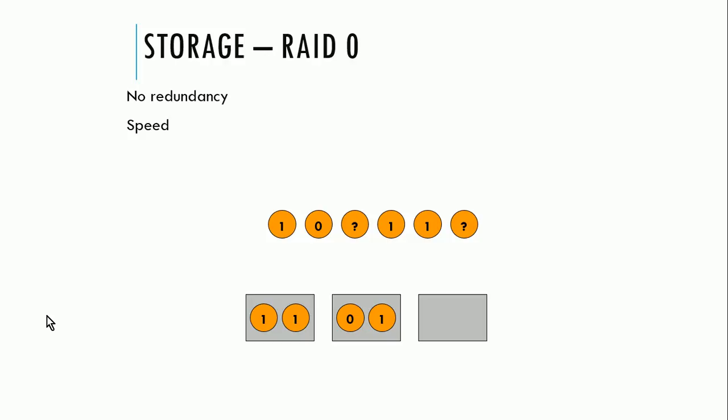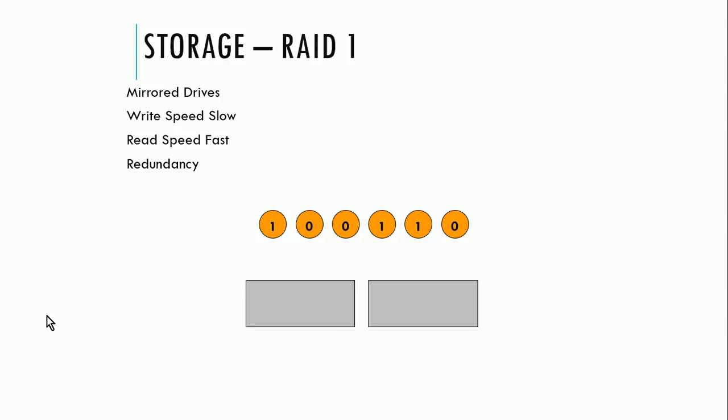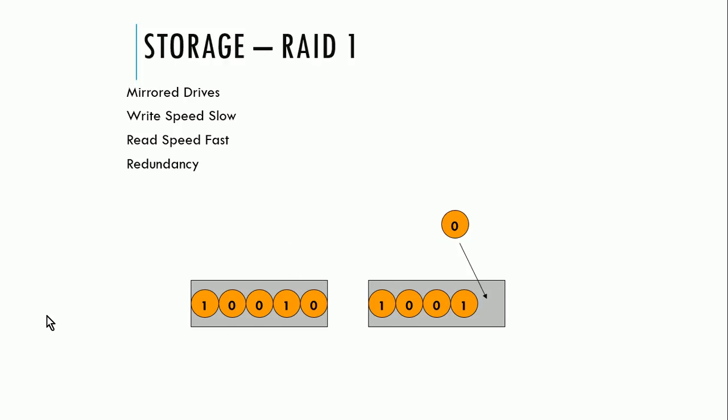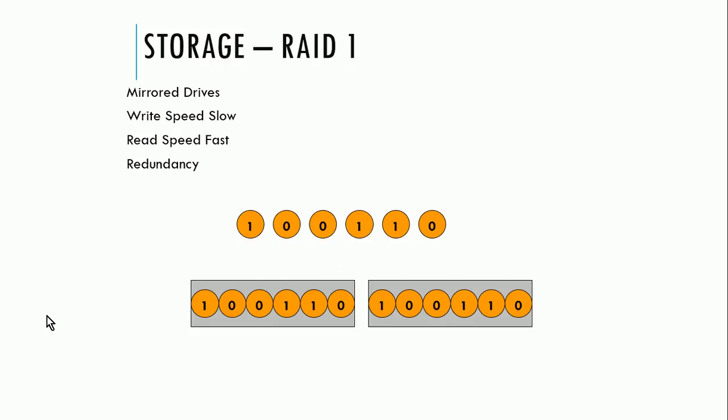So RAID 0 gives us lots of speed and performance, but we have less redundancy, or less availability, I should say, with RAID 0 than we have with even just one drive. RAID 1 is a step in the right direction for redundancy, but it's a step backwards for performance and speed. It takes a long time to write the data because I have to write to two different drives. Now I can read the data much faster, which is nice. So it's a slow write, but a fast read.